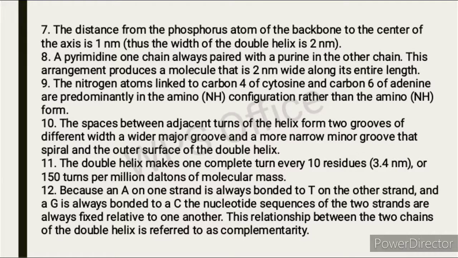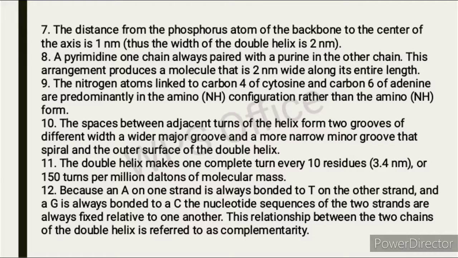Number 9: the nitrogen atoms linked to carbon 4 of cytosine and carbon 6 of adenine are predominantly in the amino or NH2 configuration, rather than the imino or NH form. Similarly, the oxygen atoms linked to carbon 6 of guanine and carbon 4 of thymine are predominantly in the keto configuration rather than the enol form. These structural restrictions on the configuration of the bases suggested that adenine was the only purine structurally capable of binding to thymine, and that guanine was the only purine capable of binding to cytosine. Therefore, the only possible pairs were A to T and G to C, which fits perfectly with the previous base composition analysis by Chargaff.